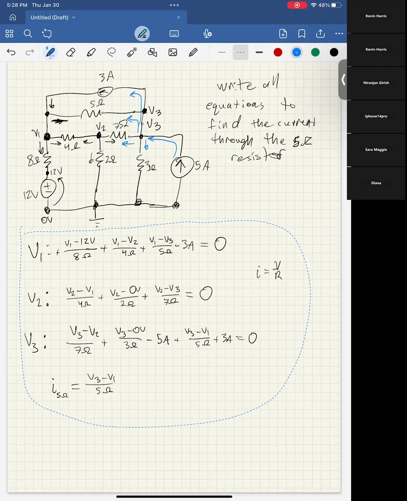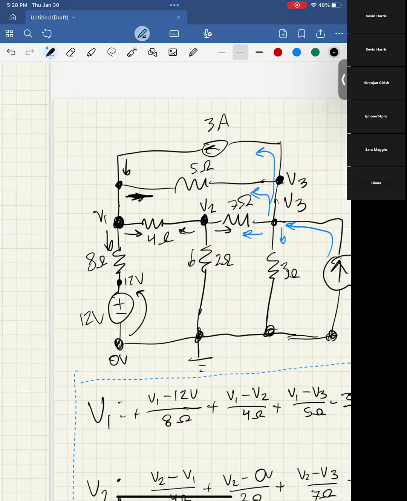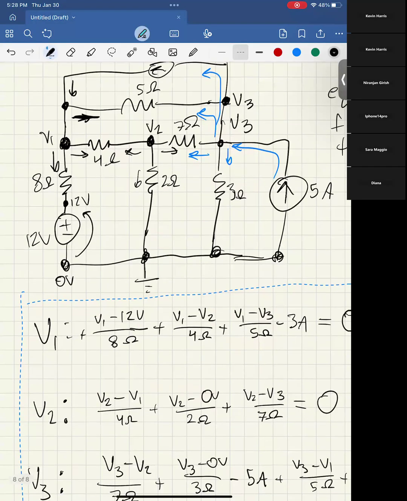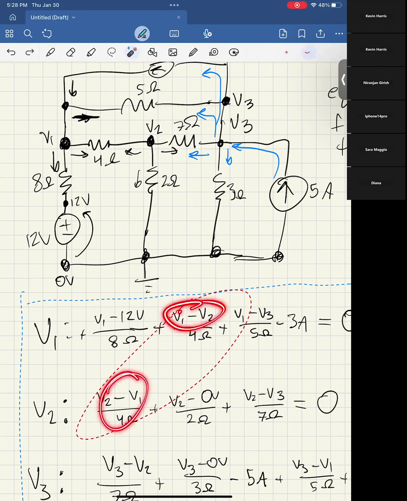You've written it all. Someone asked, how can there be currents flowing in opposite directions through the 4 ohm resistor? Again, as I said earlier, there are not actually currents flowing in opposite directions. We just say there are for the sake of the math. For this 4 ohm resistor, it's these two equations. And if you look at these two equations, they're negatives of each other. You just have these two things flipped.